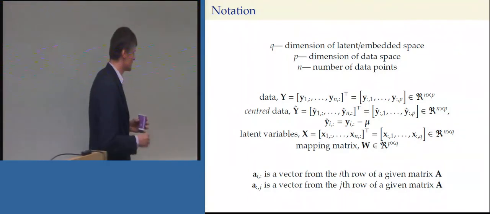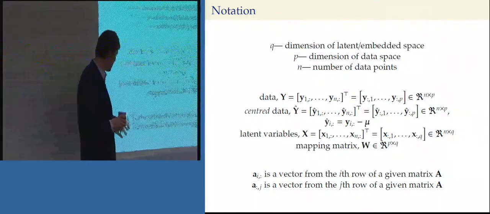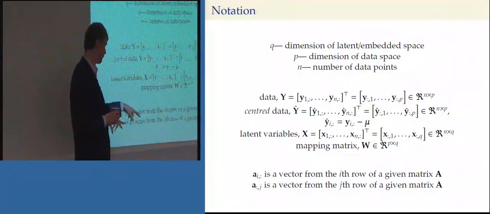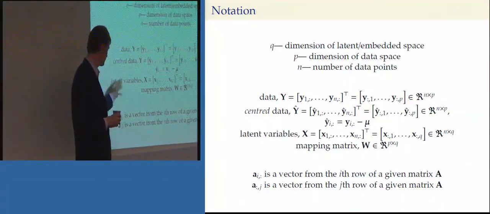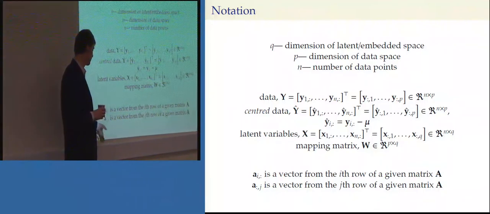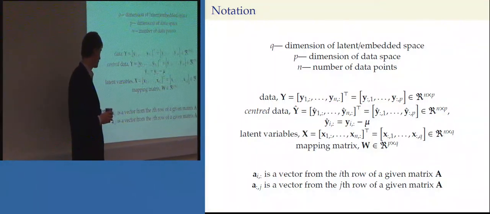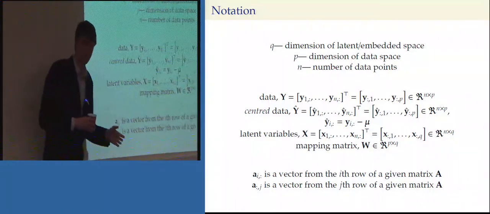Oh, and then I always use this little MATLAB shorthand. So A i colon is a vector from the ith row of the matrix, and A colon j, I've been using that before, is a vector from the jth column. So this is a vector of features associated with the ith data point, and this is all data points, the feature value of the jth feature.